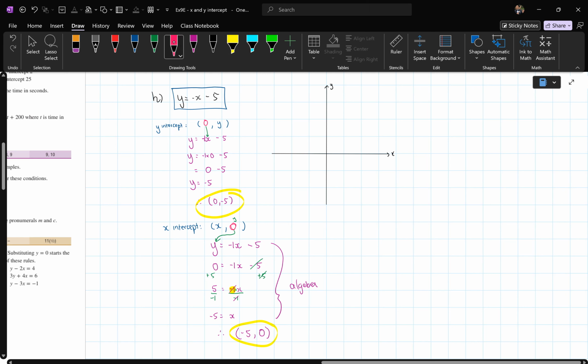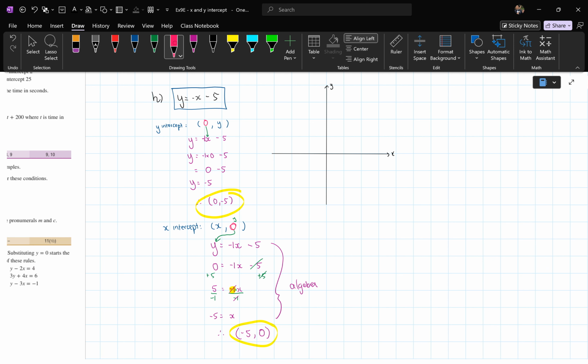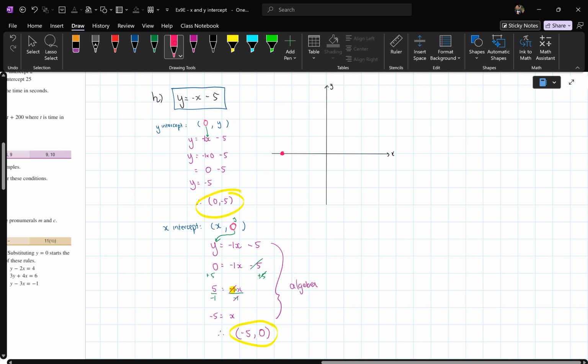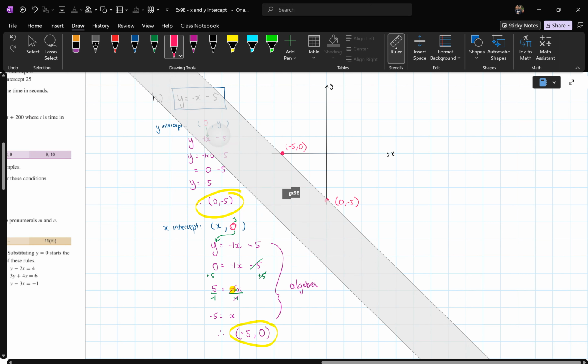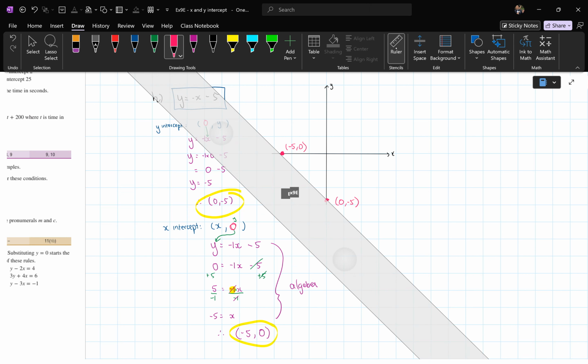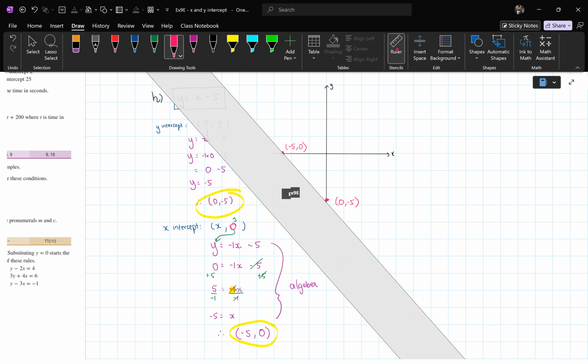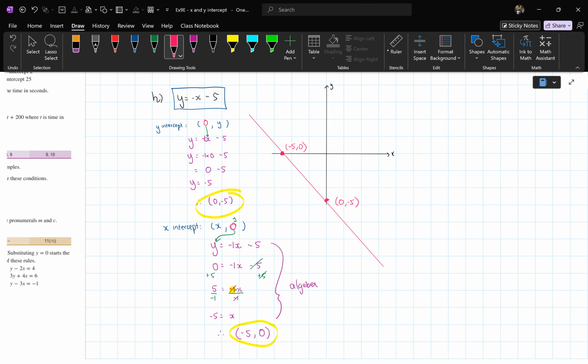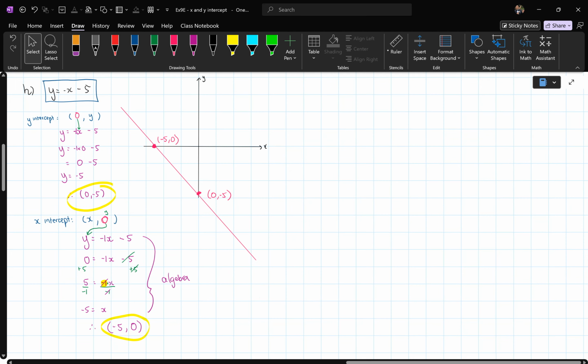So where should that roughly be? Do a guesstimate. -5 somewhere over here. So you can say -5, 0. And then 0, -5 is somewhere here. Try to keep it even. So 0, -5. Use a ruler. Connect the 2 dots together. And that is what the equation y equals -x minus 5 should look like.